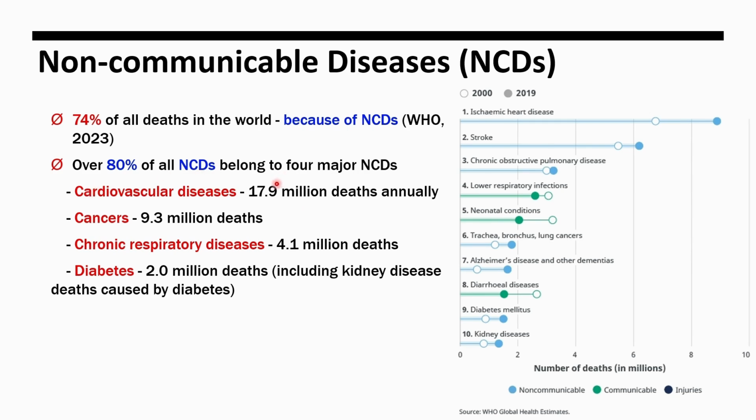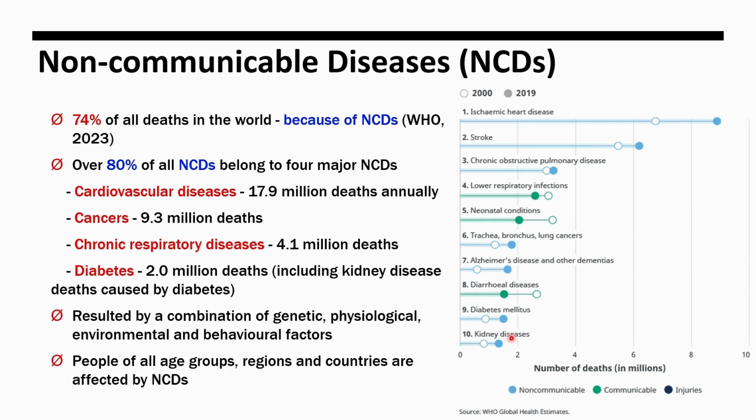Over 80% of these non-communicable diseases belong to 4 major categories: cardiovascular diseases, cancers, chronic respiratory diseases, and diabetes. You can see cardiovascular diseases, these two. Then you can see cancer. Then you can see chronic respiratory diseases here. Then diabetes here. And because of diabetes, kidney diseases also can happen. So you can see both of them here among the main 10 reasons.